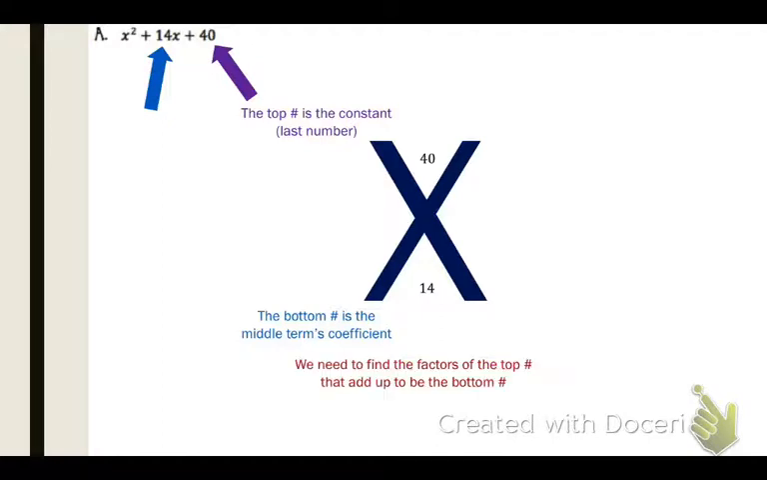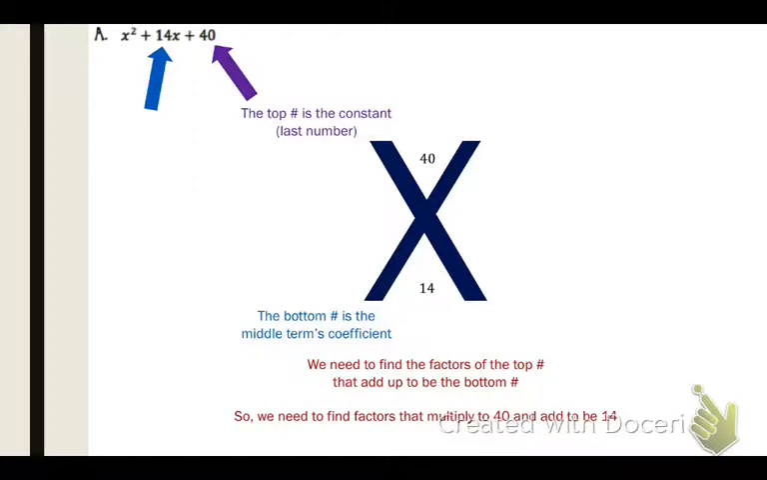Okay? Now, we need to find factors of the top number that will add to be the bottom number. So we need to find factors of 40 that will multiply to be 40 and add to be 14. Let's go through the factors. We have 1 and 40, 2 and 20, 4 and 10, and 5 and 8. Those are all the factors, because 6 doesn't go into 40, 7 doesn't go into 40, and then we're back at 8. So we're done.